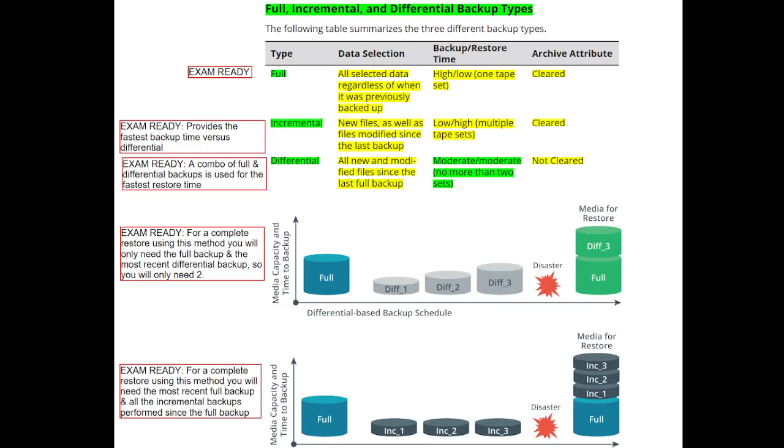So let's go over these. I'm going to read out the first three, explain how they work, and then I'm going to do the only two combinations you're going to use, which is going to be full differential or full incremental. Now, full backs up everything that you have selected to back up, whether it's changed or not. But when it does, and if it has an archive bit, it will clear the archive bit. Now, yes, the full backup takes a lot of time to complete.